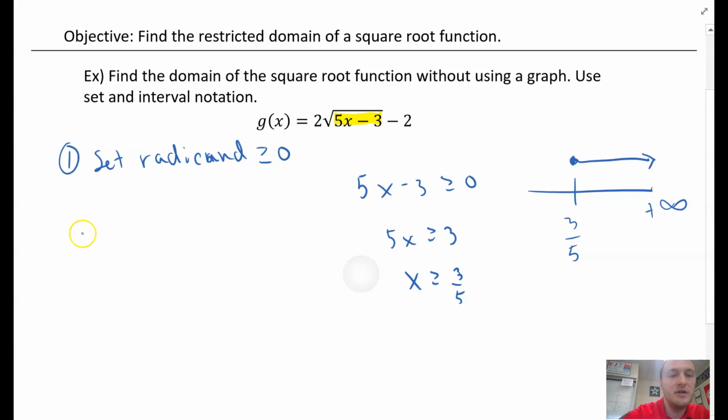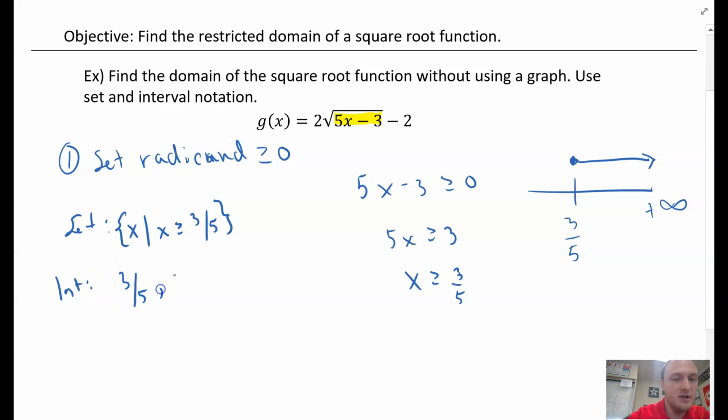Here is set notation: all the x values such that x is greater than or equal to 3/5. For interval notation, I want it to be 3/5 to infinity. What are the notations that go on the ends? Well, 3/5, I want to include that value, and infinity we never include. So there is your domain.